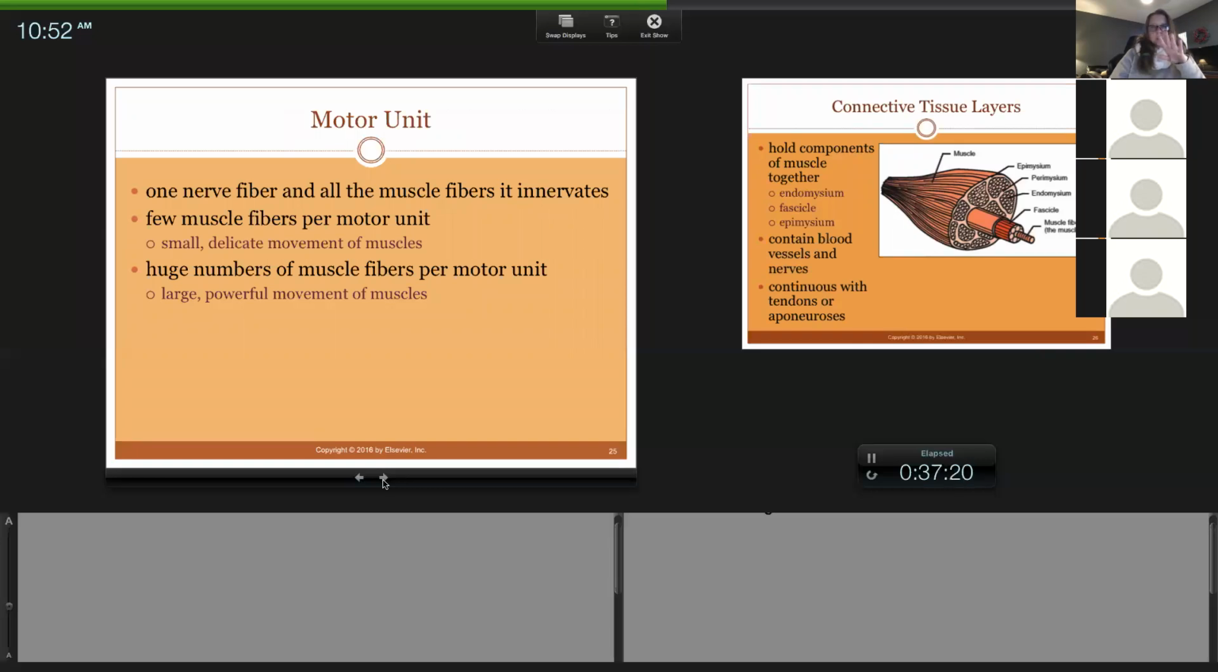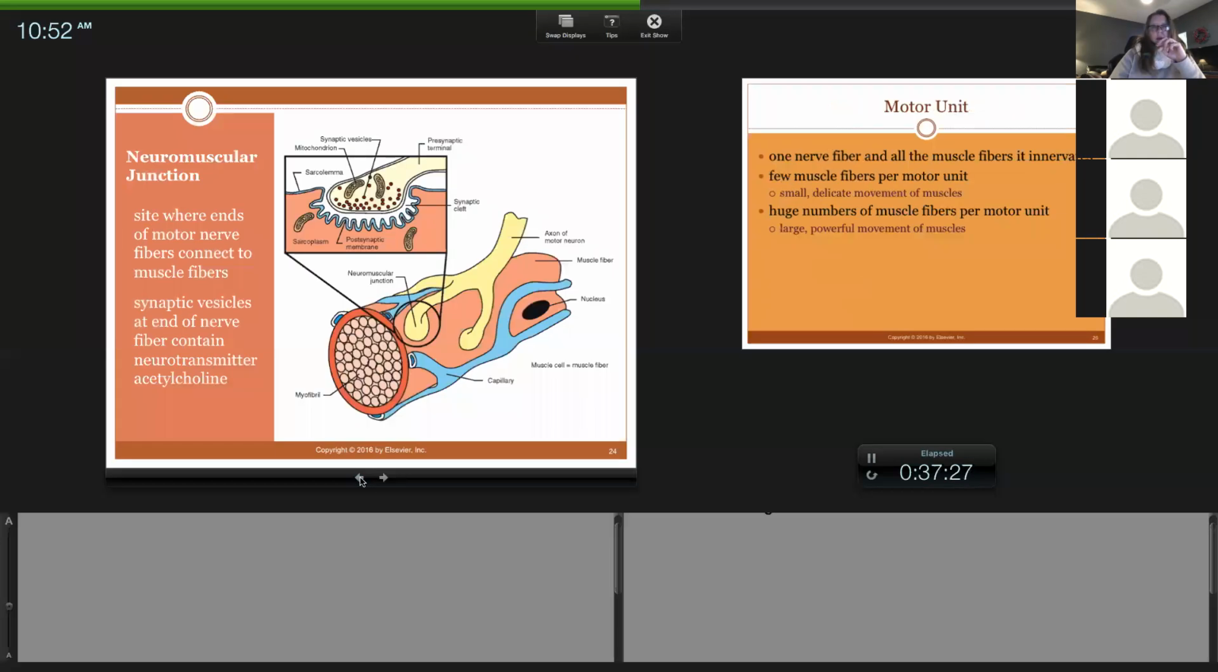We don't need to know motor unit for the test. Let me stop there because I think I've filled brains enough.